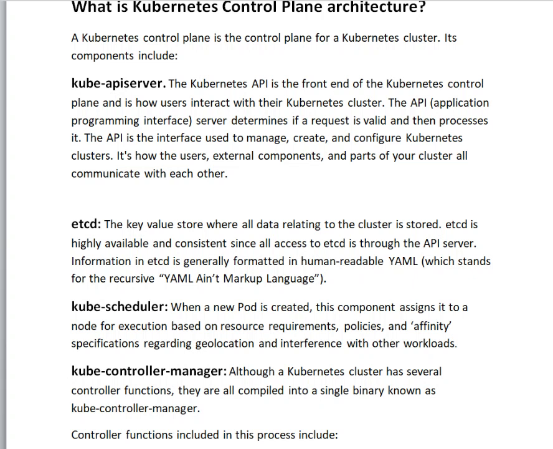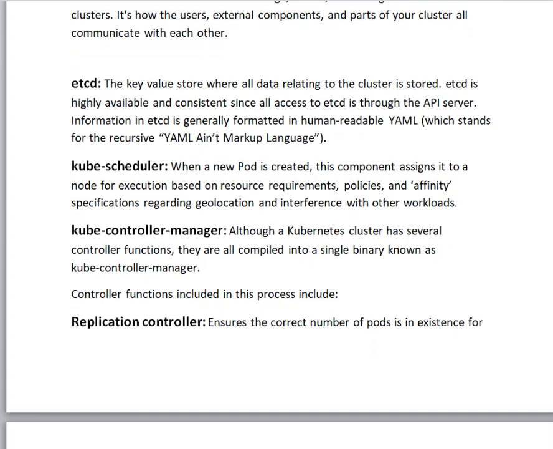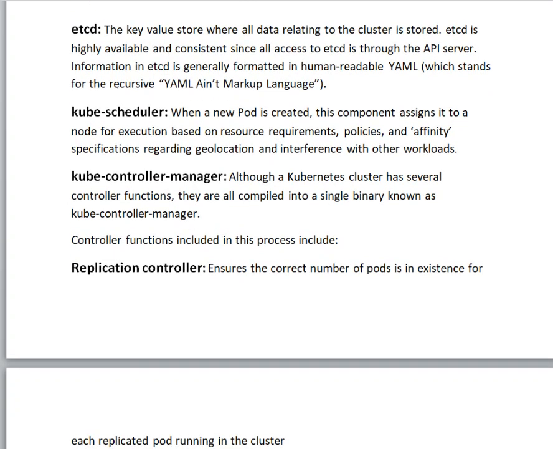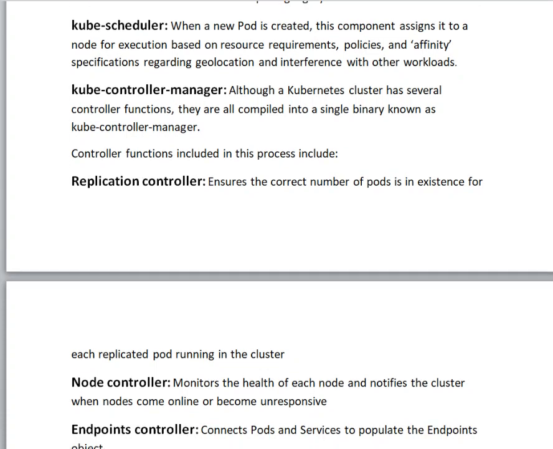And after that, the kube controller manager. A Kubernetes cluster has several control functions. These are all compiled into a single binary known as the kube controller manager. Controller functions included in this program include the application controller, which ensures the correct number of pods exist for each application pod running in the cluster.